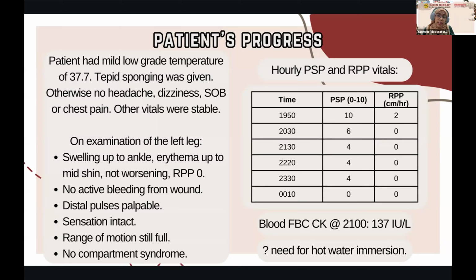Upon examination again, there was swelling up to the ankle, erythema up to the mid shin, but it was not worsening. His RPP was at 0. There was no active bleeding from the wound. Distal pulses were still palpable, sensation was still intact, the range of motion was still full, and there was no compartment syndrome. What was done for the patient: hourly PSP and RPP of the vitals, as well as a repeat FBC and CK done at 9 p.m. at that time. It was at 137 international units per liter. And they were advised to stop the hot water immersion at this point.